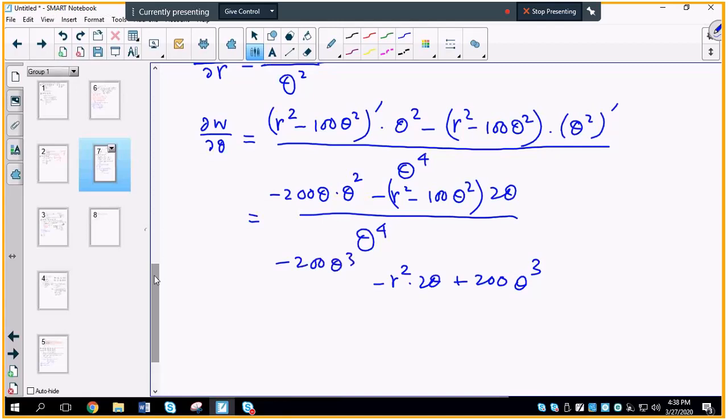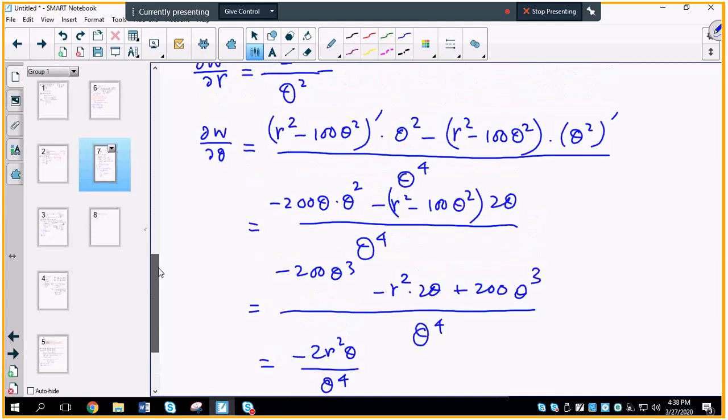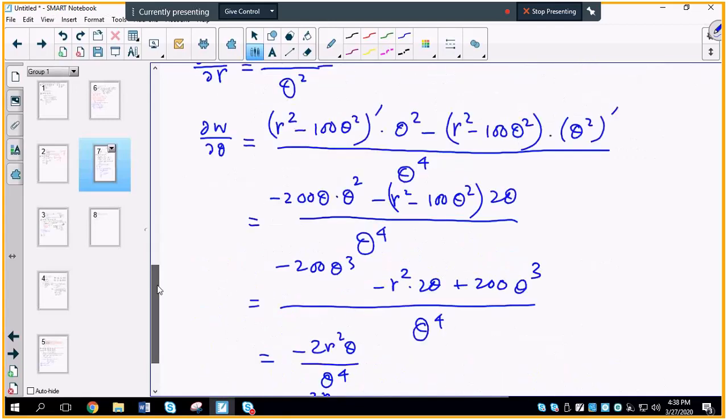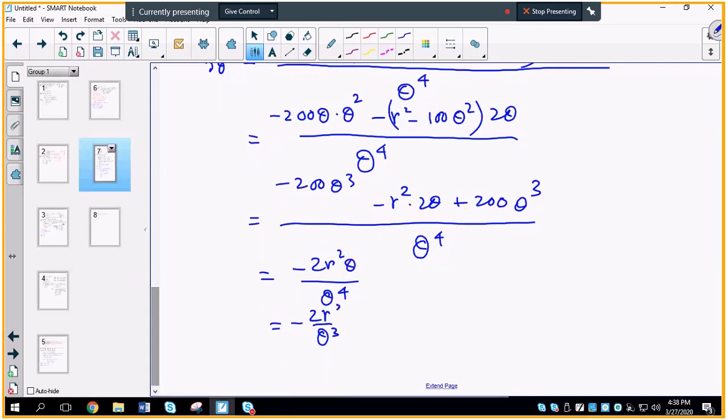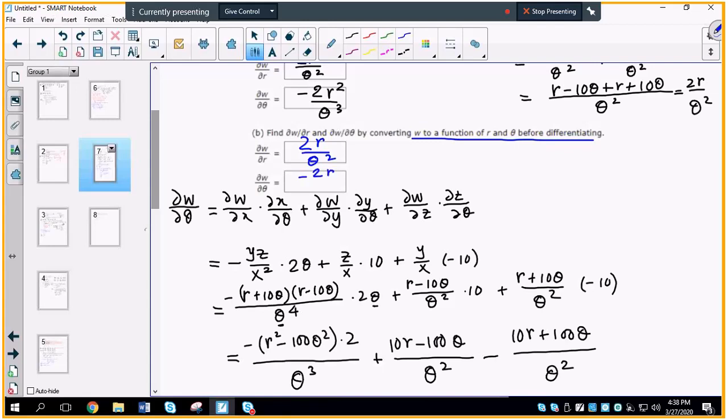So let's see how we can simplify that. As I can see, I have negative 200 theta cubed and positive 200 theta cubed. They cancel each other. So you get minus 2r squared theta over theta to the power 4. Theta cancels from top and bottom, and I get minus 2r squared over theta cubed. Did I get the same answer in the previous process? Well, we did. It's minus 2r squared over theta cubed. So we have the same answer from either process, which is kind of satisfying because now I know that I have done both of them right.